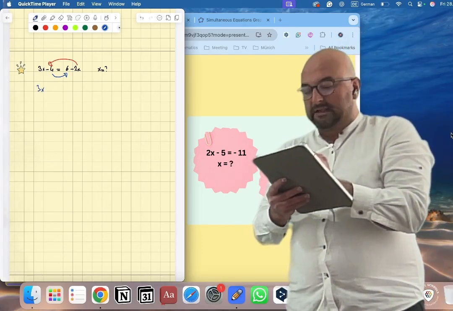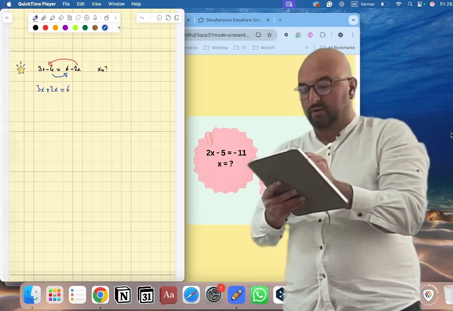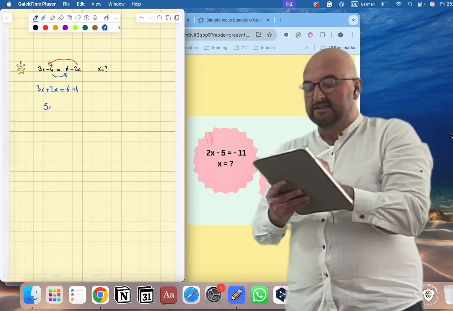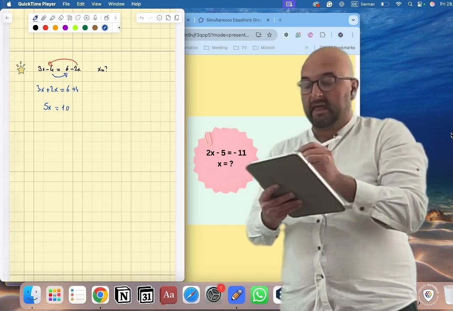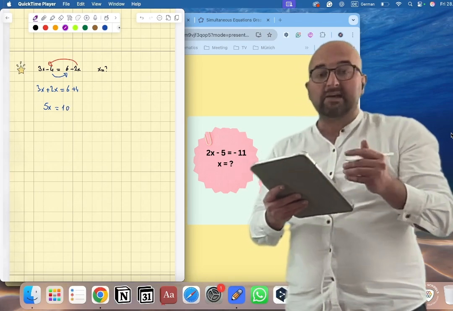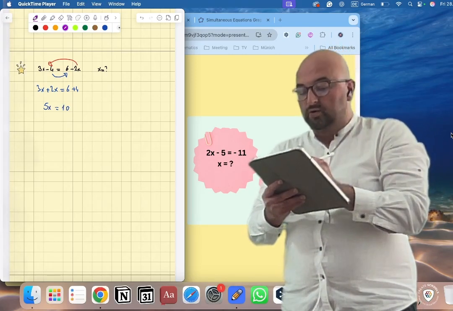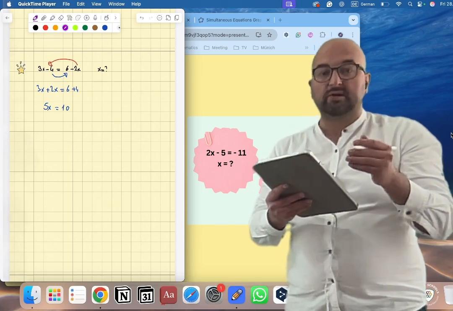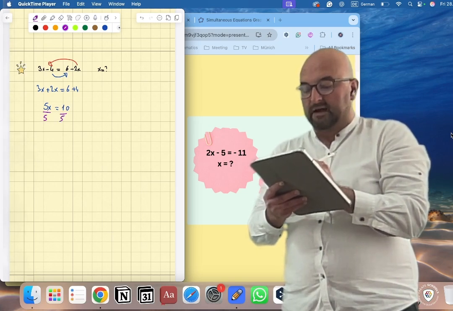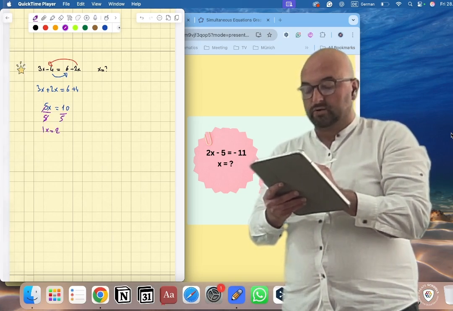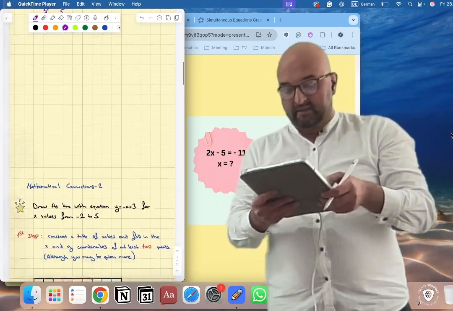So 3x plus 2x equals 6, and negative 4 would be positive 4. And then we have 5x, because 3x plus 2x makes 5x, and equals 6 plus 4, which is 10. If you are looking for only one x, you need to divide both sides by 5, because you have 5x equals 10. So x equals 10 divided by 5, so x would be only 2. You already know how you could solve these equations from past years.